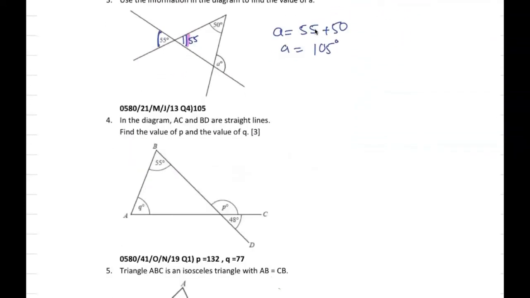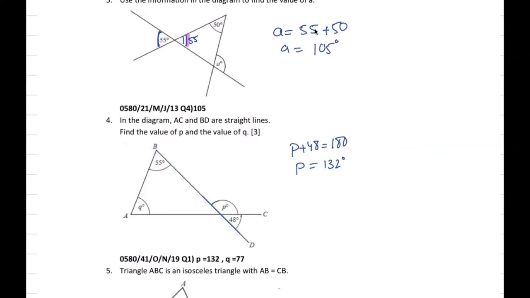In the diagram, AC and BD are straight lines. Find the value of P and the value of Q. So first we are going to find the value of P. We know that BD is a straight line. So P plus 48 must be forming supplementary angles. So P is going to be 180 minus 48, that is 132 degrees.